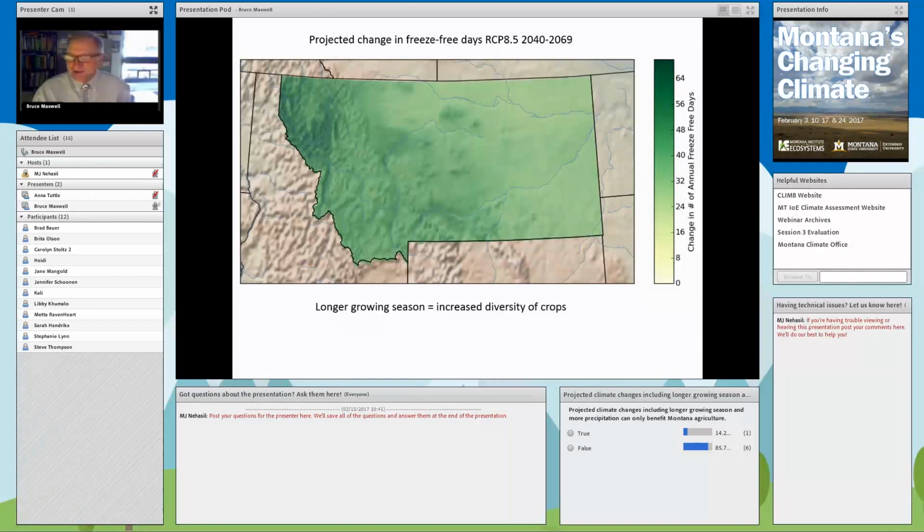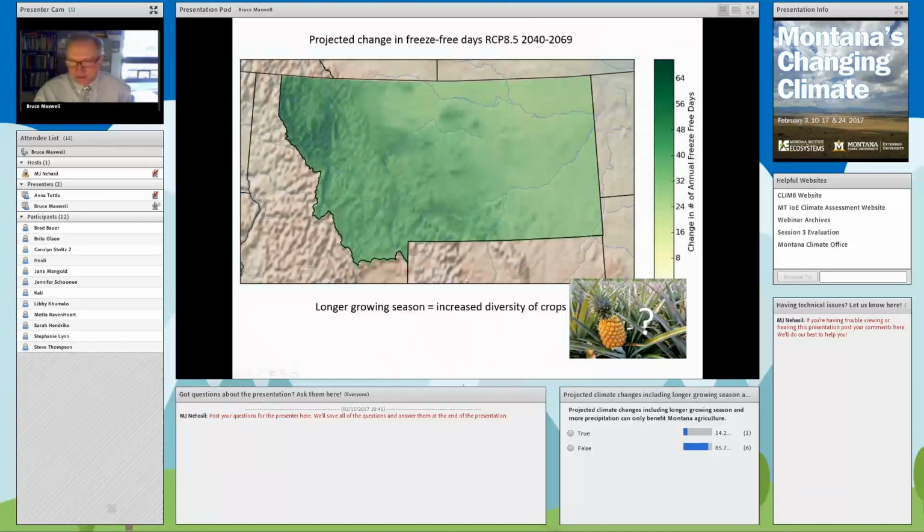So that's an interesting point. Will we be able to grow pineapples? Probably not. But in fact, there will be a diversity of crops. And I think where we're really going to see this is in our market garden production. Those kinds of fruits and vegetables and things that we maybe have only been able to grow with a great deal of risk in the past, we'll see increasingly in the future. So that offers up some potential.